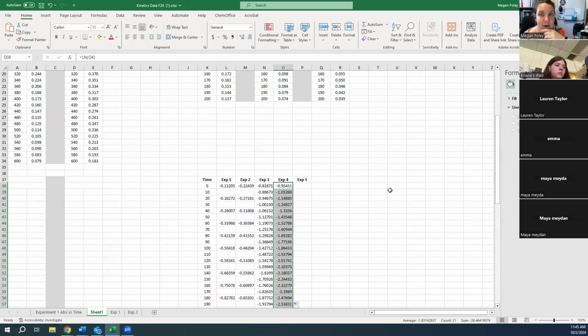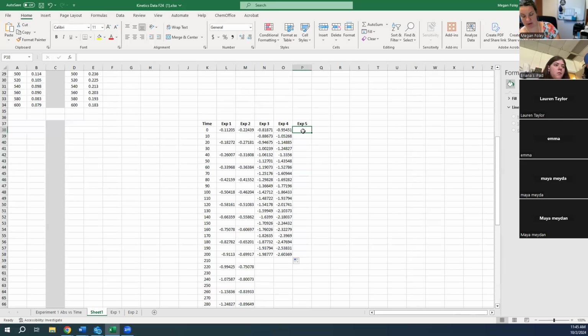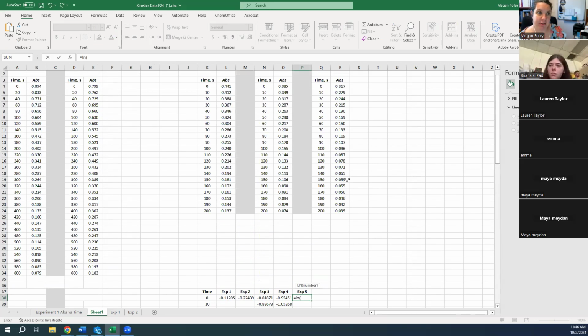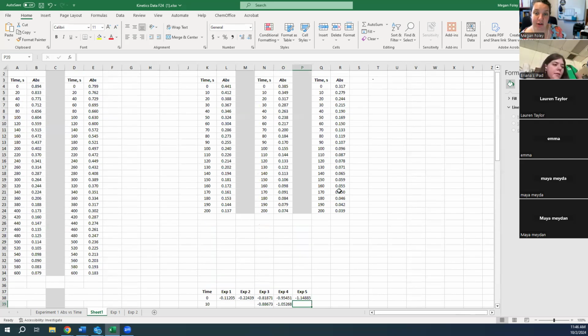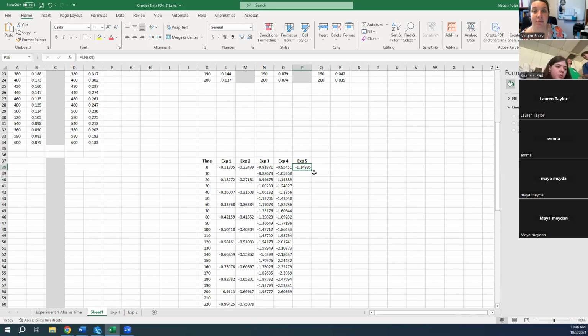And then we're going to do this one more time for experiment number 5. So we're going to type equals ln, open parentheses, the absorption value for experiment number 5, close parentheses, and enter. Then pull and drag, or click and drag.